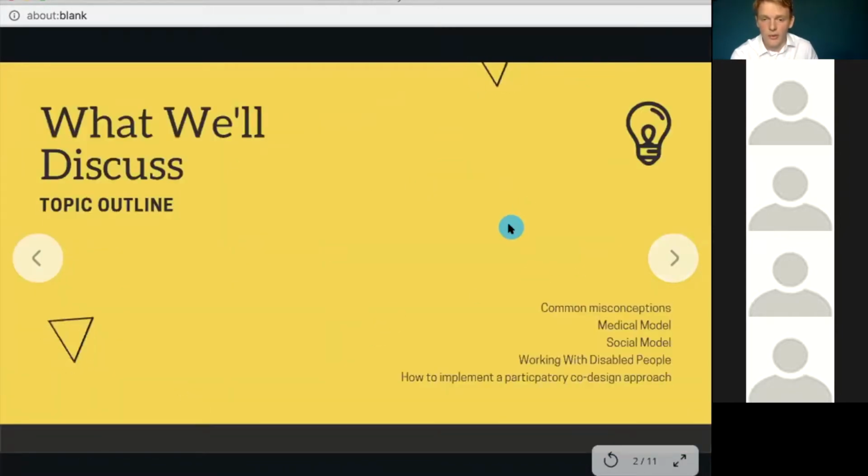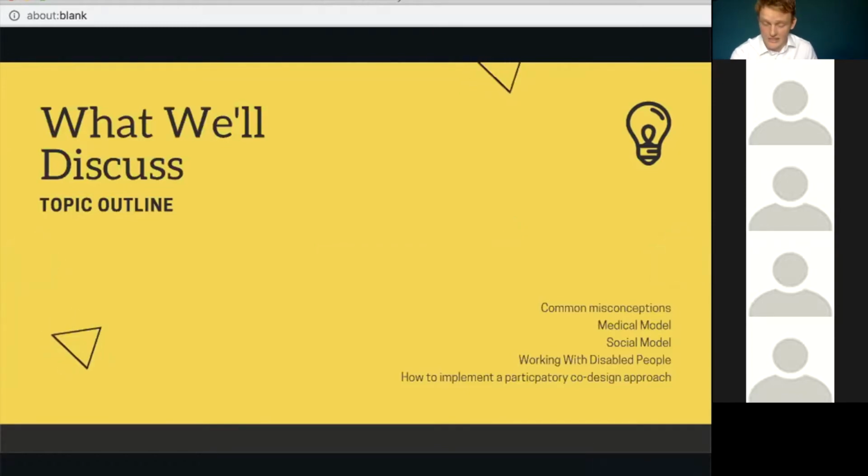So the kind of things that we're going to discuss. We're going to first address the common misconceptions, the medical model, the social model. Those are the two models that we're going to examine here, and also working with disabled people. So how do we use the social model in working with disabled people, and how do we use it in our submissions?